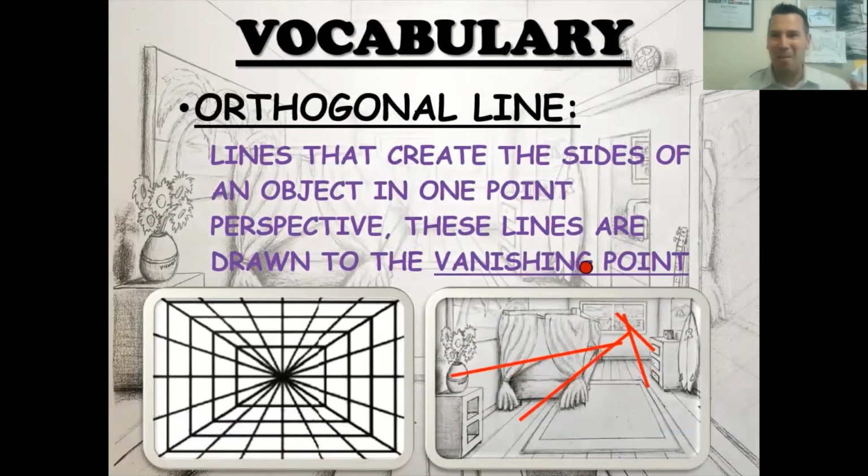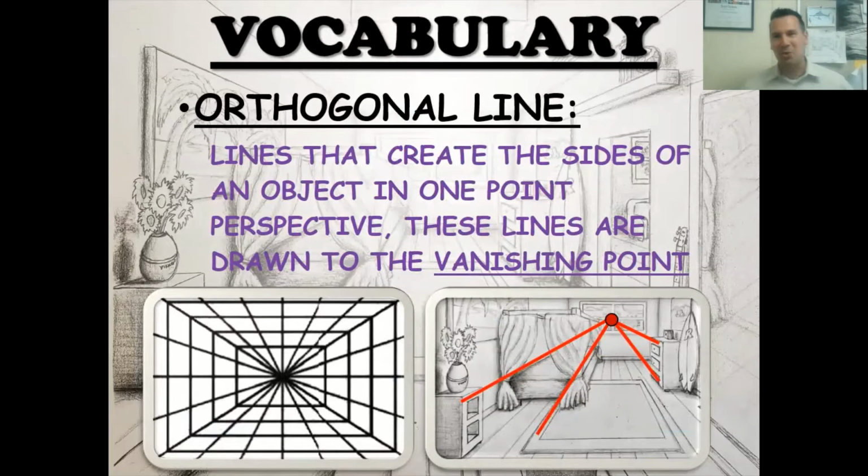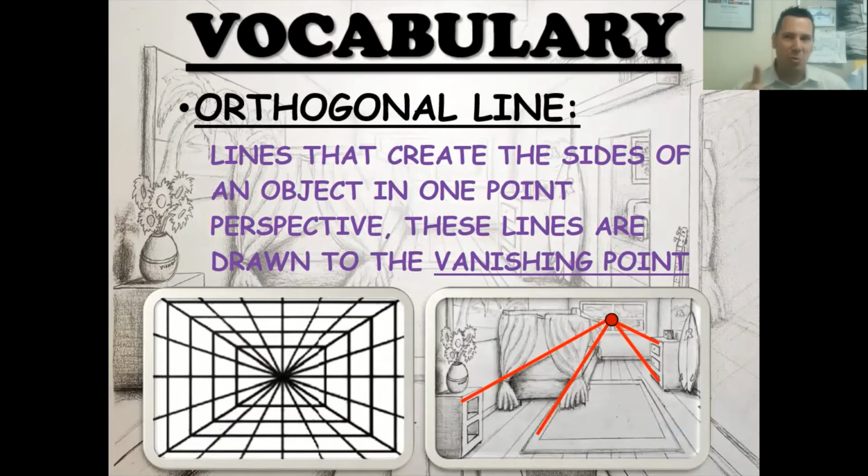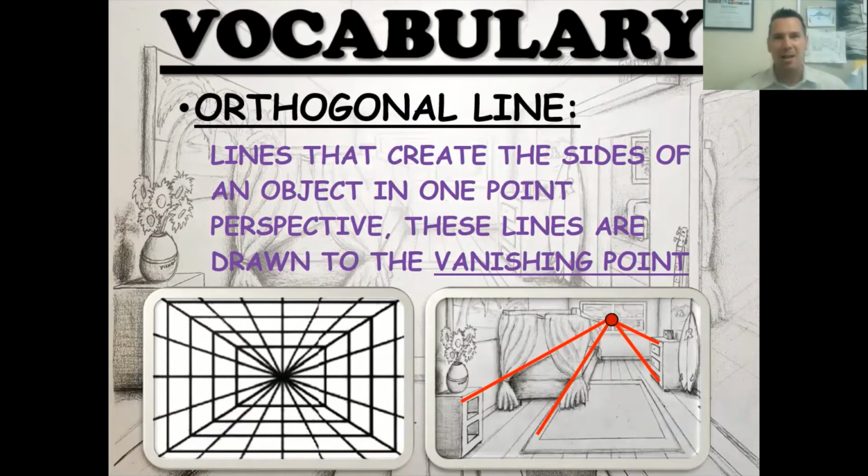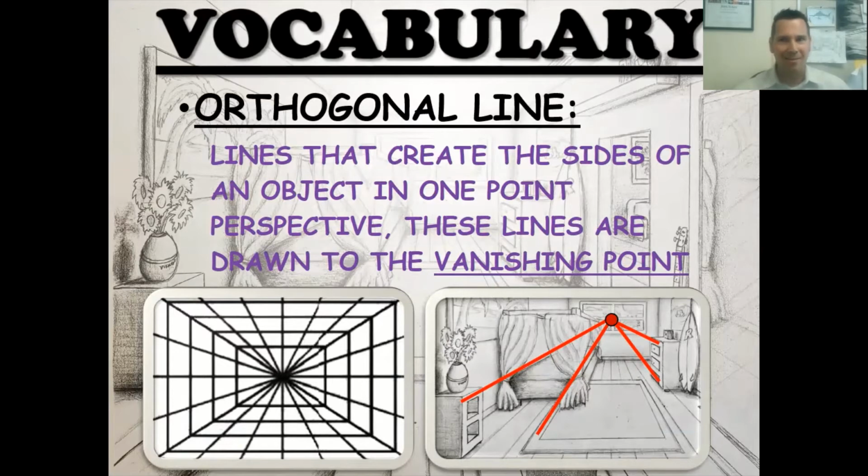Okay, here's the big word, the hardest word to remember, and probably the only word you have not heard of before. This word is called, ready for it? Orthogonal line. I think I'm saying that correctly. Orthogonal line. Can you say orthogonal line? Orthogonal line. Orthogonal. Good, very good. So that is a tricky word.